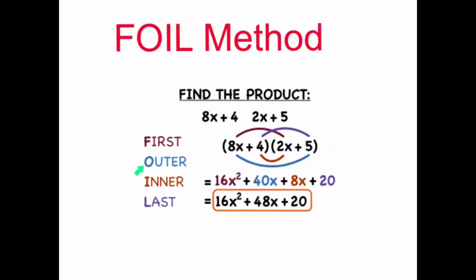Then we take the outer terms, which is 8x, times it by 5, and we'll get 40x. Then we take the two inner terms, which is 4 times by 2x, which will give us 8x. And then lastly, we'll take the last terms, which is 4, and we'll times it by 5 to get 20. Now, I notice that we have some like terms, the 40x and the 8x. So we plus those together, and our final answer will be 16x squared plus 48x plus 20.